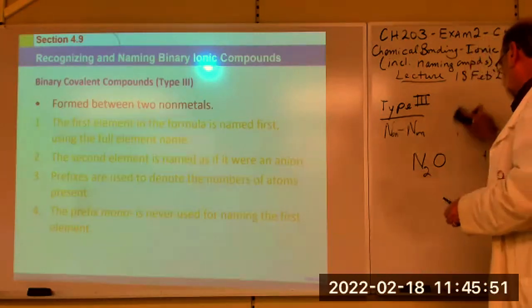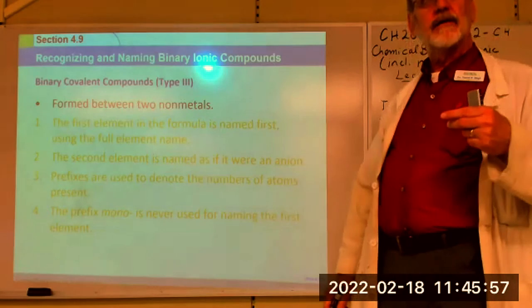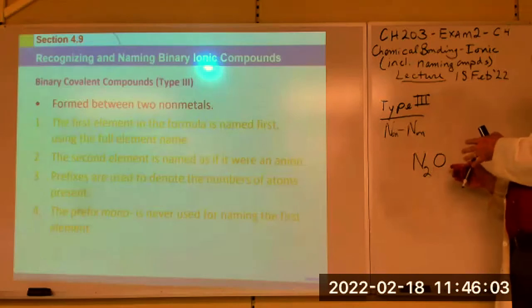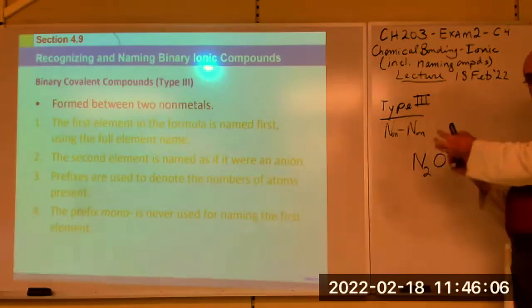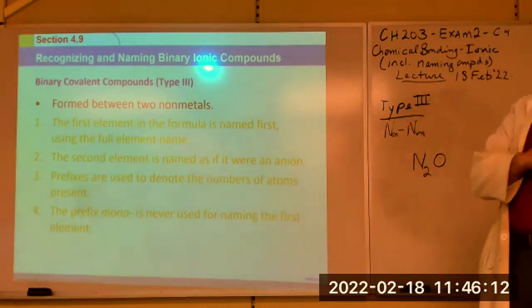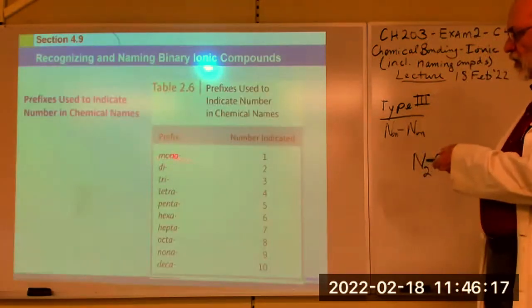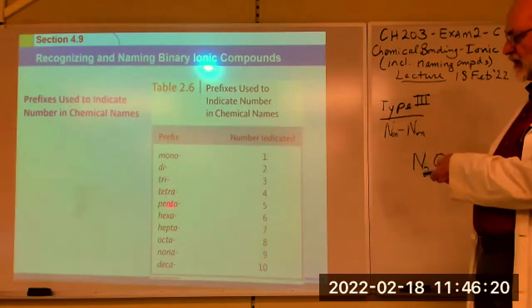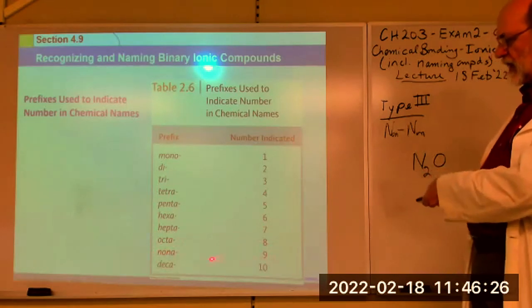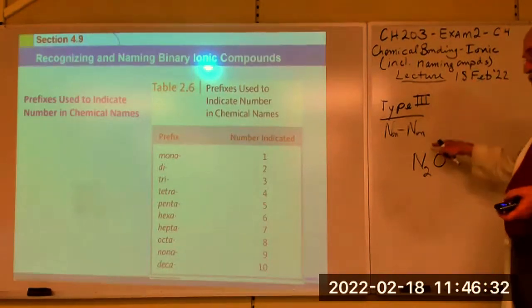So how would we name them? Well, for type 3 compounds, you simply have to say how many of them there are. How many atoms of each element are in that unit? This is a molecule. It behaves as a single unit. So we use the Greek prefixes. Mono for one, di, tri, tetra, penta for five, hexa, hepta for seven, octa for eight, nona for nine, and deca for 10. Those are your Greek prefixes, and you need to know those to do type threes.